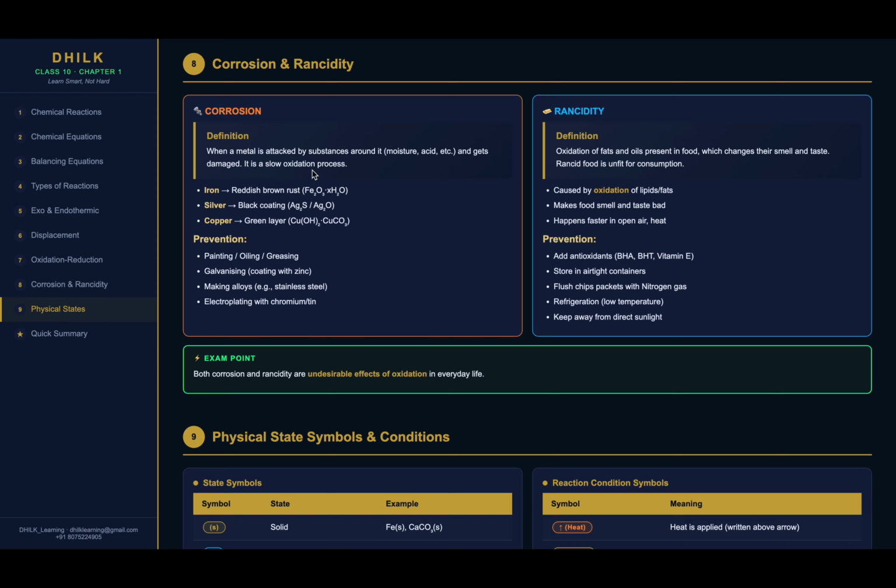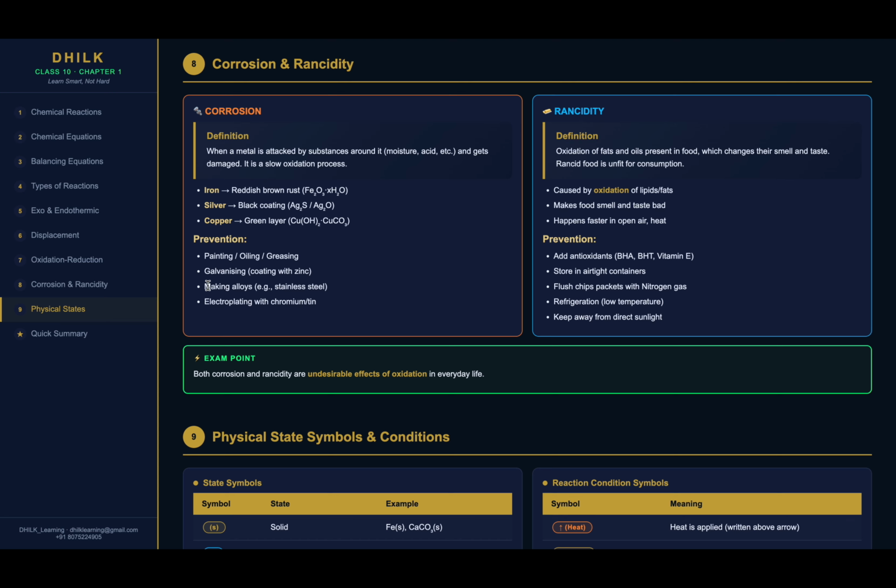Now the question is, how do we prevent corrosion? Can we prevent this corrosion or not? The answer is yes, we can prevent corrosion. There are several methods. Painting, oiling or greasing the metal surface prevents it from coming in contact with moisture and oxygen. That is one method. Or galvanizing, that is another method. Galvanizing is a method where iron is coated with a thin layer of zinc. Zinc is more reactive than iron, so zinc gets corroded instead of iron, thus protecting it. So that is the next method, galvanizing.